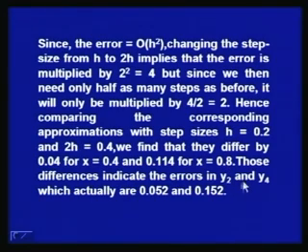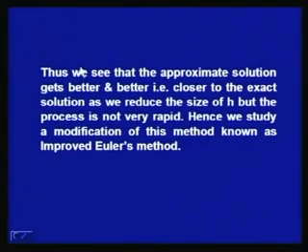the errors in y2 and y4 actually are 0.052 and 0.152, and thus we see that the approximate solution gets better and better, that is closer to the exact solution as we reduce the size of h, but the process is not very rapid, and hence we study a modification of this method known as improved Euler's method.